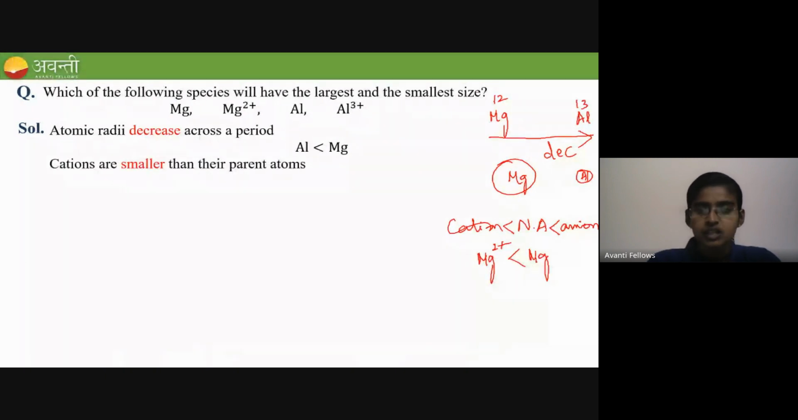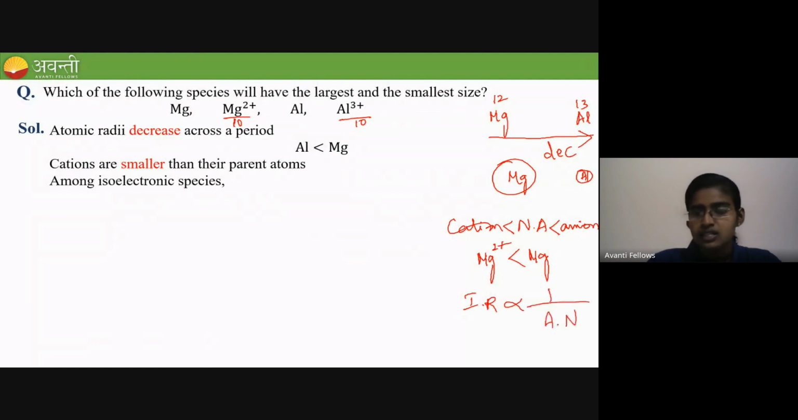Got it? Now, if you see magnesium 2+ and aluminium 3+, they both are isoelectronic species, right? Magnesium's atomic number is 12, 12 minus 2 is 10, and aluminium's atomic number is 13. Aluminium has lost 3 electrons, so the number of electrons is now 10. Both of them are isoelectronic. Now, among these isoelectronic species, what do we have to do? What relation have we studied for isoelectronic species? Ionic radii is inversely proportional to the atomic number.